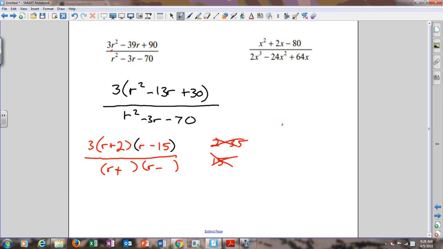So 70, 1 and 70, 2 and 35. 3 does not go into 70, 4 does not go into 70, 5 goes into 70, 5 times 14. 6 doesn't go into 70, I don't believe. 7 and 70 go together, or 7 and 10 go together. And that's going to be what our numbers are here in the middle. So it's going to be a minus 10 and a plus 7.